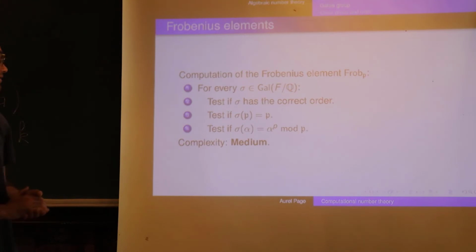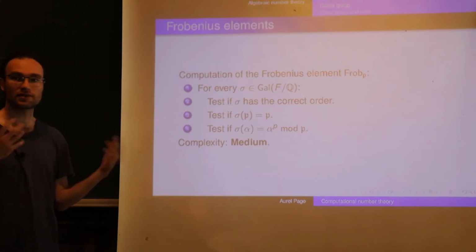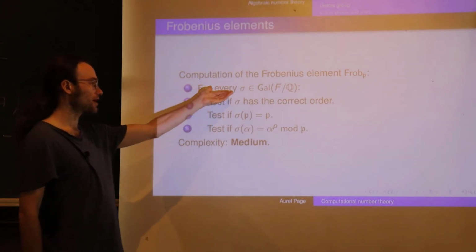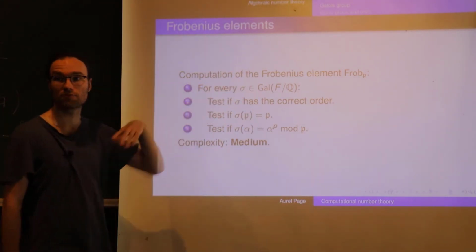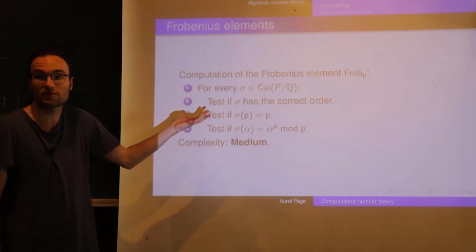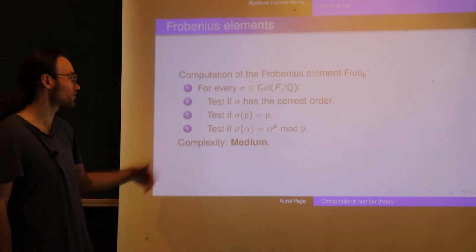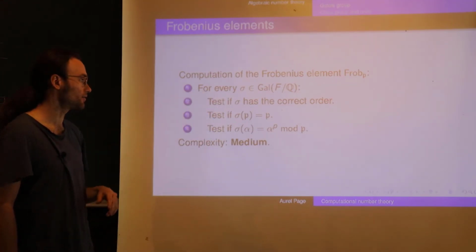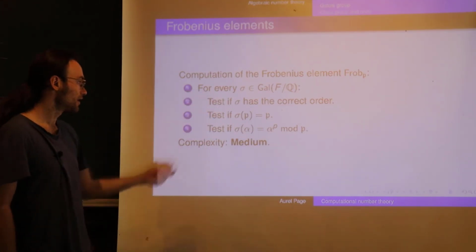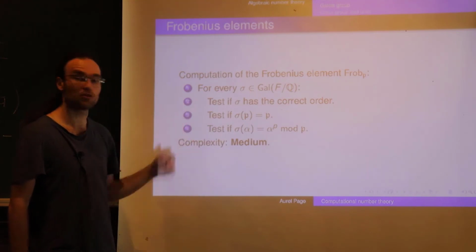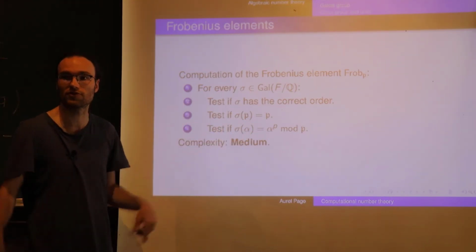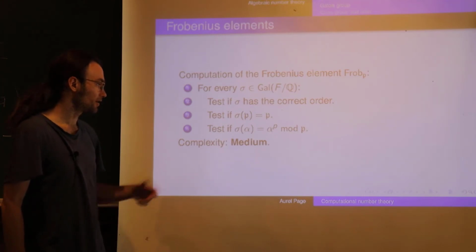Similarly, in this context, computing Frobenius elements is basically just applying the definition. You just try every element of the Galois group and you test it for the definition of Frobenius elements. Does it have the correct order? The order should be the degree of the residue field. You check if it stabilizes the P that you're interested in, and you test if it induces the Frobenius automorphism. That's all. And that's polynomial time.